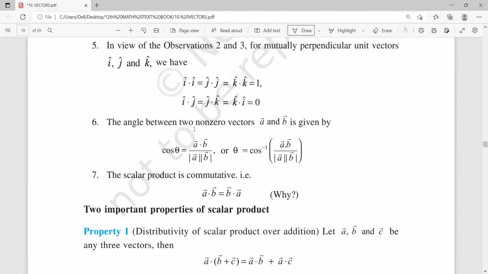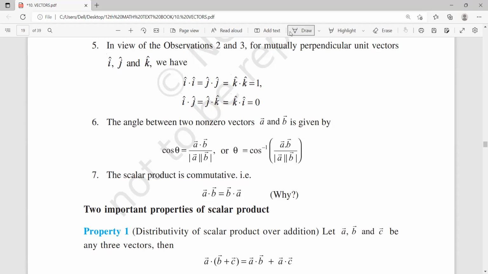The angle between two non-zero vectors A and B is given by cos theta equal to A dot B by mod A mod B, that is directly from the formula. The scalar product is commutative. I told you A dot B or B dot A is the same thing, because mod A mod B or mod B mod A is the same.